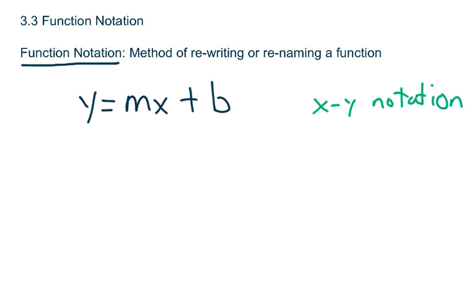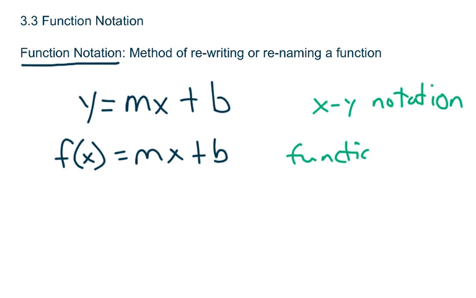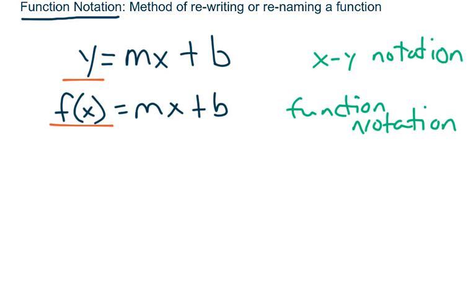Function notation looks slightly different. It's this, and I'm going to explain what all that means and how you say it in just a second. So this is still mx plus b. This is function notation. The only difference between function notation and XY notation, obviously, is this: the y and then that f parenthesis x. So what we can assume then, if y and f of x are both equal to mx plus b, is that y is equal to f of x.